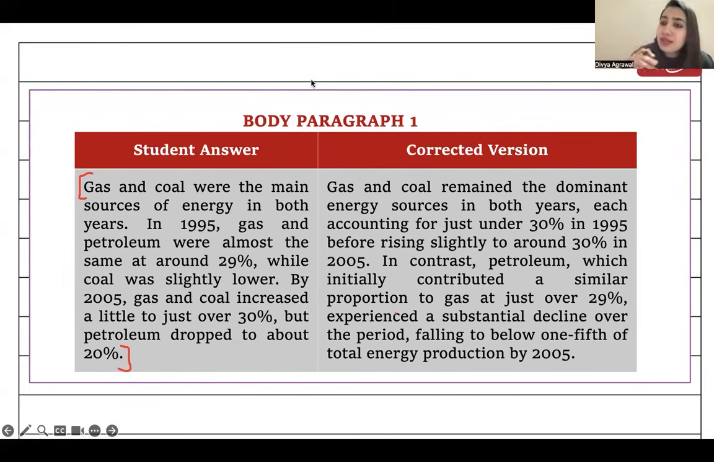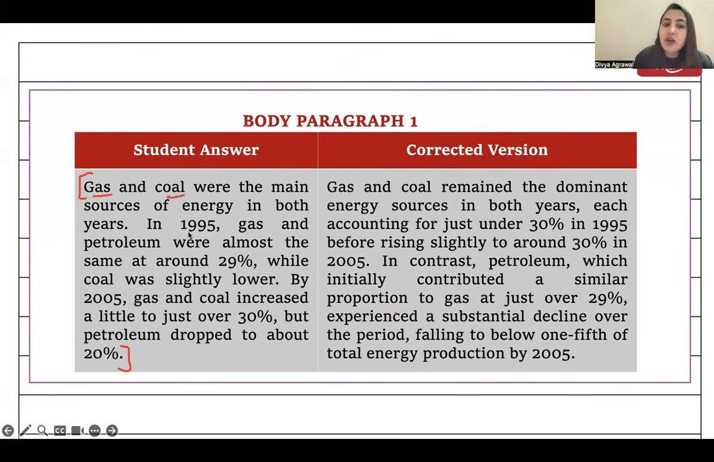How? Because the base is the same. It's just the year that is different. So we can definitely make a comparison and write in our body para 1 and 2. Not separately, 1995 in body para 1 and the other one in body para 2. We are not going to write like this. So the student response would go like this.